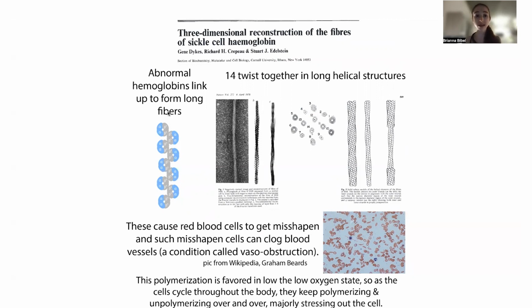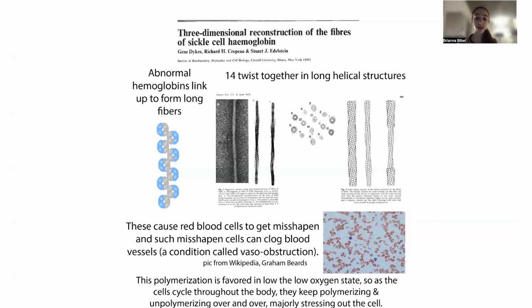We call this polymerization, when things are forming chains. These abnormal hemoglobins are going to polymerize into long chains that twist together in long helical structures. These are going to cause the red blood cells to get misshapen and form sickle shapes. That's where the sickle cell anemia name comes from. And these can clog blood vessels, which is called vasoobstruction, and cause painful sickle cell crises, or basically very painful episodes where the blood flow is obstructed.